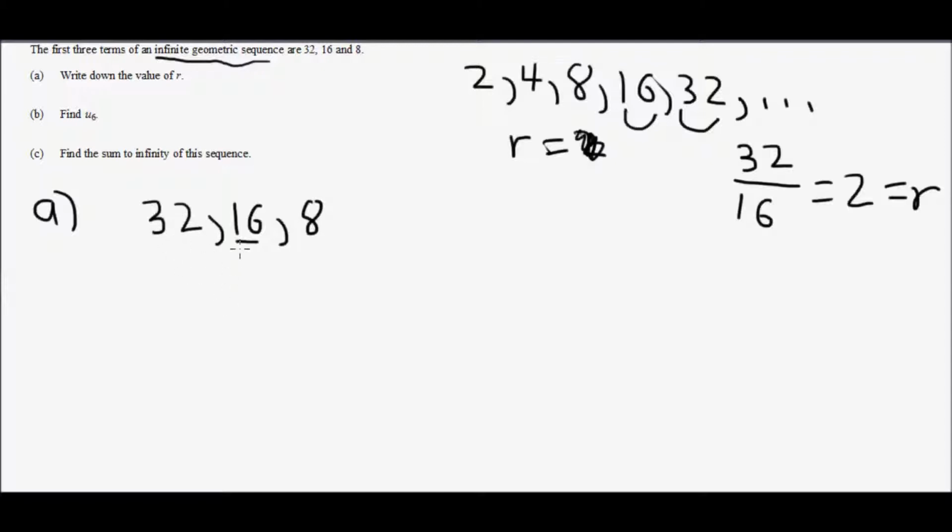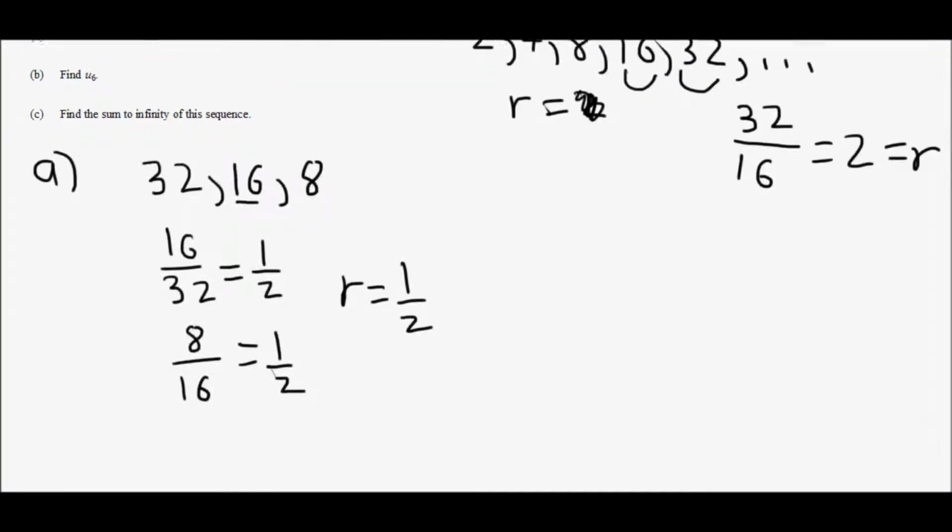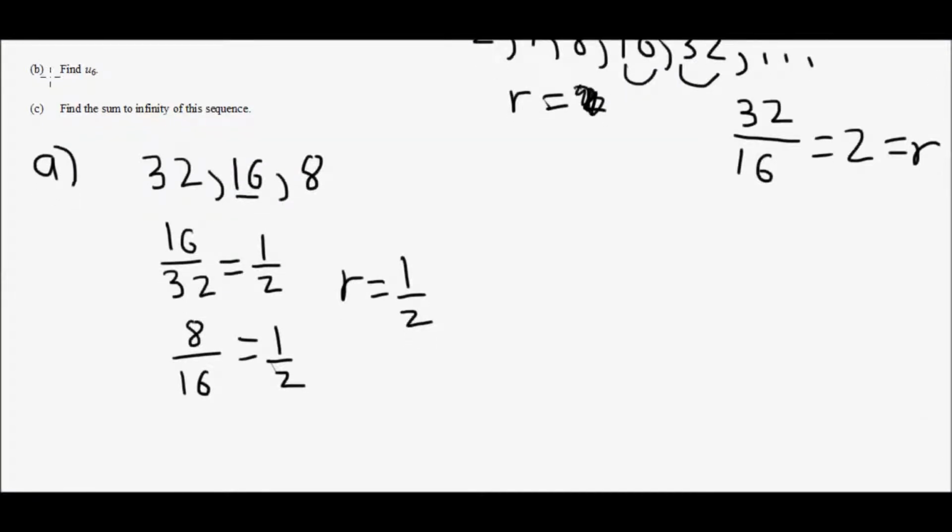So let's use 16 over 32, and this is 1/2, or 0.5. Another way we can confirm this is to simply choose another example. So we'll choose 8 divided by 16, and this is also equal to 1/2. So this means that r is equal to 1/2. Perfect.